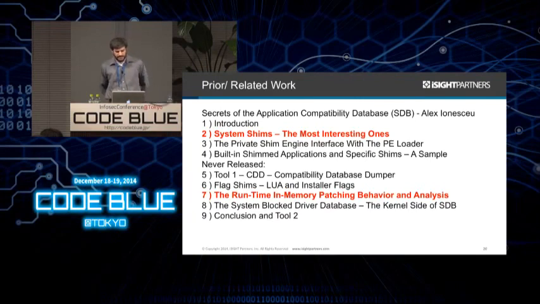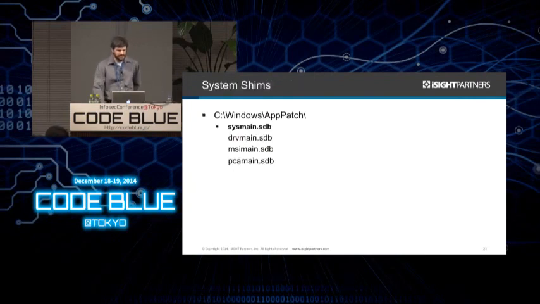I'm going to be talking about the ones I've highlighted in red. System shims, which he considers the most interesting. And I was also interested in the runtime in-memory patching, and that was the whole focus of my previous talk. So the system shims can be found in this directory: sysmain.sdb, drvmain.sdb, msimain, and pcamain. I'm going to be talking about this first one.